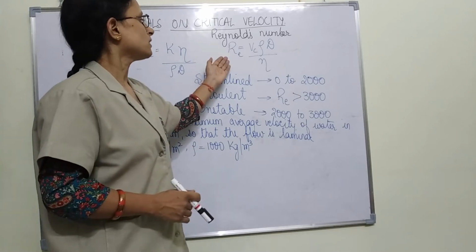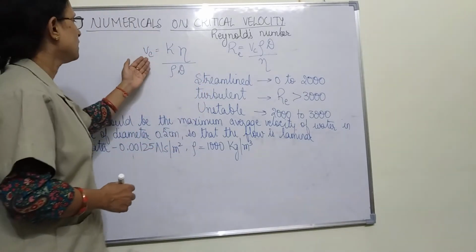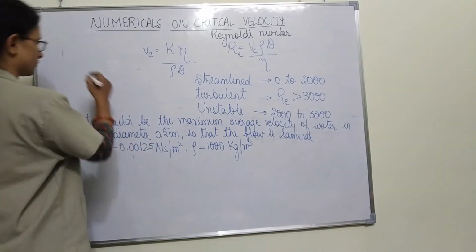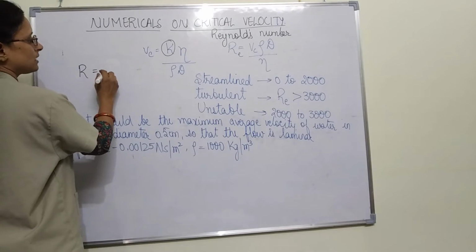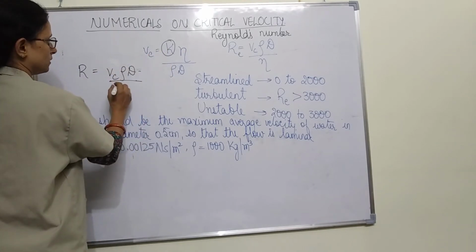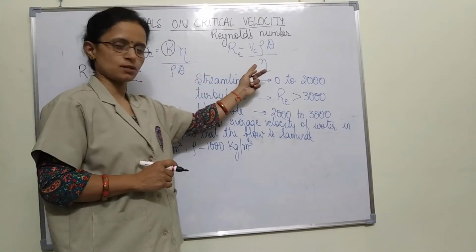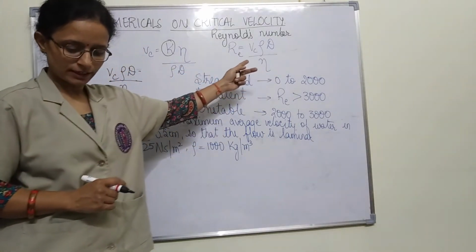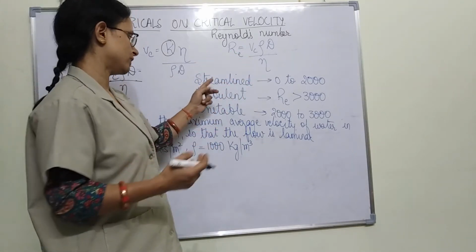So for Reynolds number, with this particular formula, we write it as R, and it is Vc rho d upon eta. So this is the expression for the Reynolds number. It just gives us the nature of the flow of liquid.